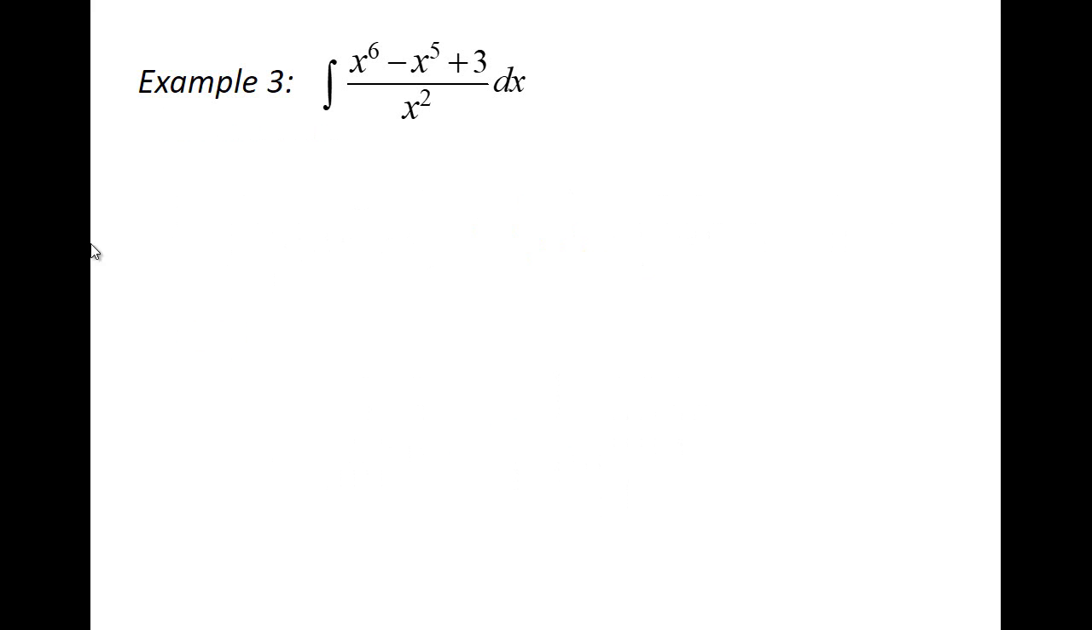So here I have the integral of x to the 6 minus x to the 5 plus 3 over x squared dx. Now I know that I cannot separately take the integral of the numerator and the integral of the denominator here. So what do I do? Well, I'm going to rewrite my integrand in the following way. I'm going to write it as x to the 6 over x squared minus x to the 5 over x squared plus 3 over x squared.